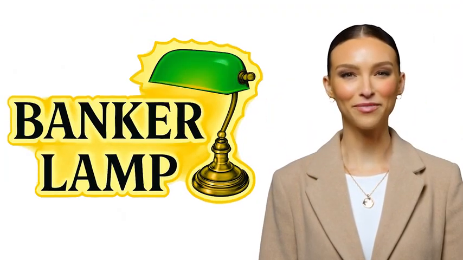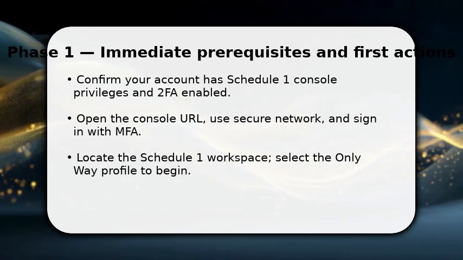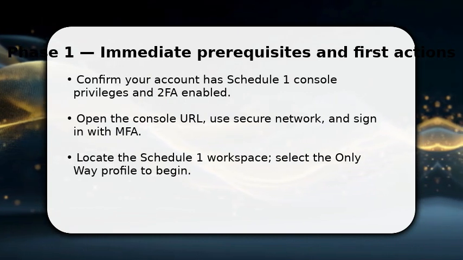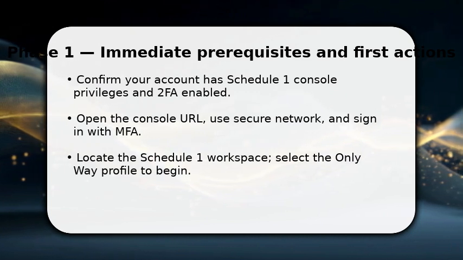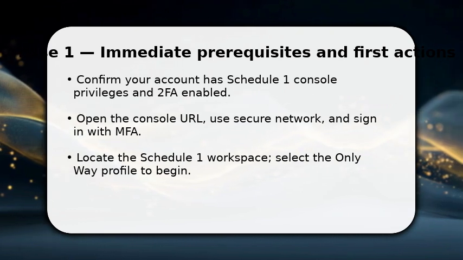Please enjoy the video. You begin by confirming permissions and enabling two-factor authentication. This prevents delays. Once logged in, choose a secure network, open the console, and sign in with your credentials. Make sure to pick the Schedule 1 workspace and then the Only Way profile. This sets the correct context.